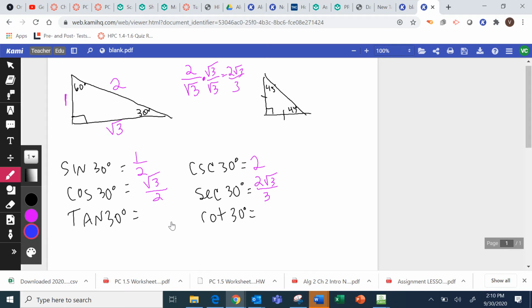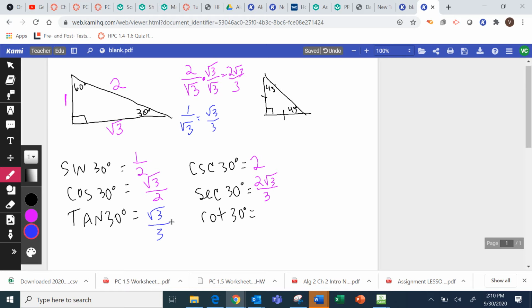If we look at the picture, tangent of 30. Okay, it is radical 3 over 3, or square root of 3 over 3, however you want to say it.